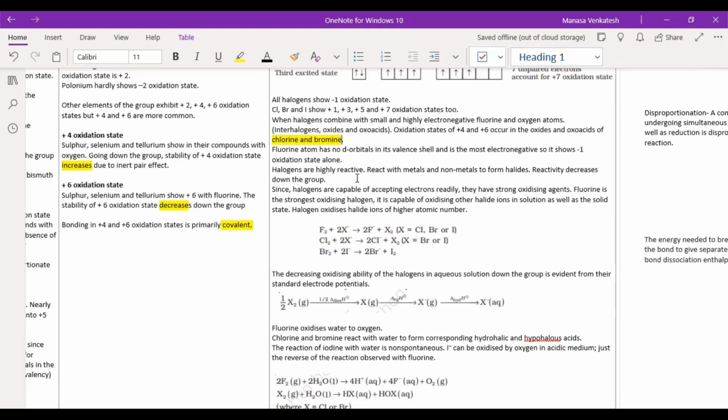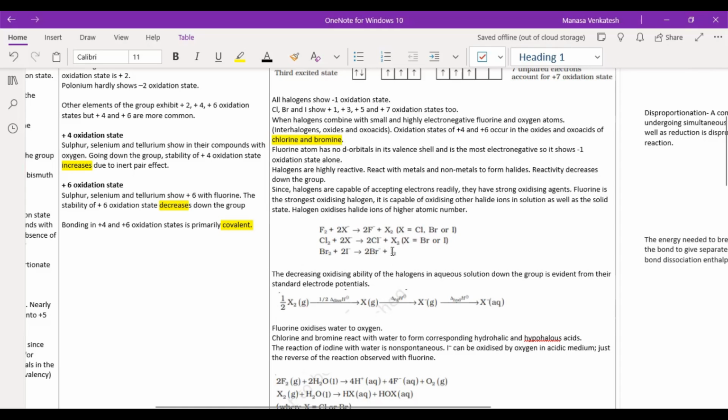Now, an oxidizing agent is one which has the ability to help in oxidation, which means it itself should undergo reduction. And reduction basically means gain of electrons, and halogens really want those electrons. And so all the halogens are actually very good oxidizing agents. Fluorine is actually the strongest oxidizing halogen, and it's capable of oxidizing other halide ions as well. So you have fluorine reacting with 2X⁻, and X could be any halogen, that is chlorine, bromine, or iodine.